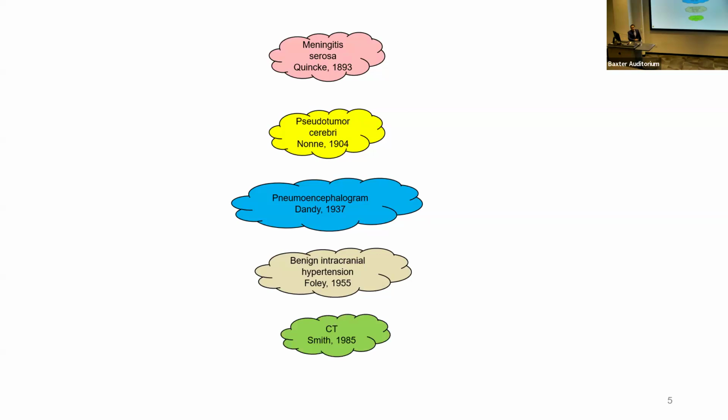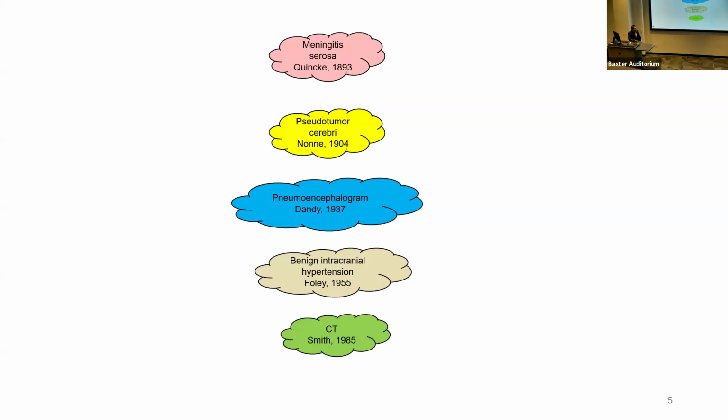And when we modified that criteria, it became the one that we have now, the modified Dandy criteria. Foley in 1955 used the term benign intracranial hypertension. But we know that not all these patients have a benign prognosis. Some of them even lose vision, and that could be permanent. So that's why we don't use that anymore. Instead of benign intracranial hypertension, we use idiopathic, which basically means that we rule out other etiologies.